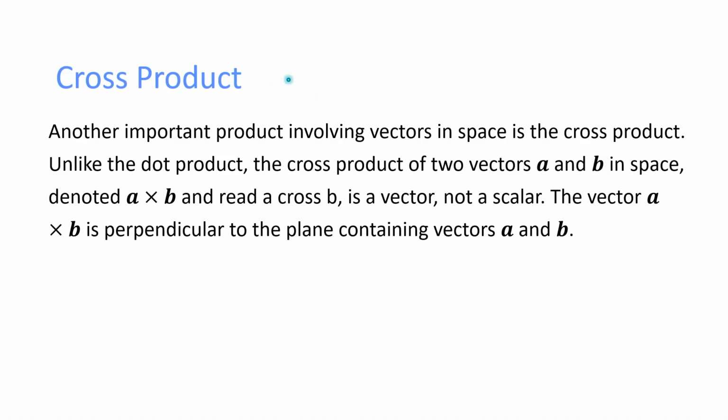Cross product. Another important product involving vectors in space is the cross product. Unlike the dot product, the cross product of two vectors A and B in space, denoted A cross B, and read A cross B, is a vector, not a scalar. The vector A cross B is perpendicular to the plane containing vectors A and B.